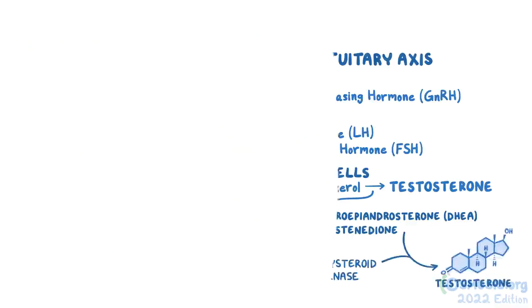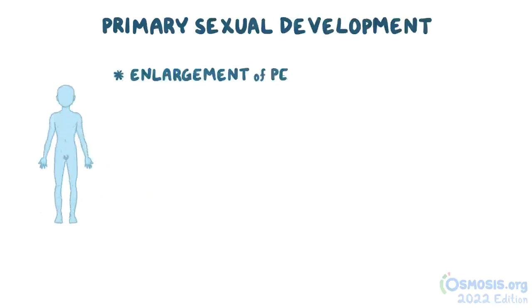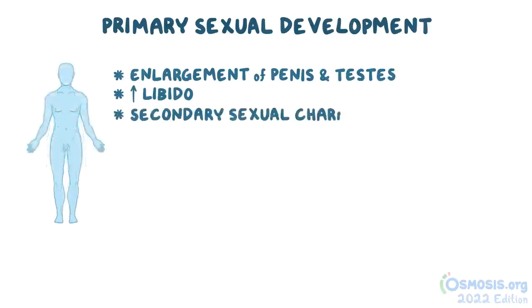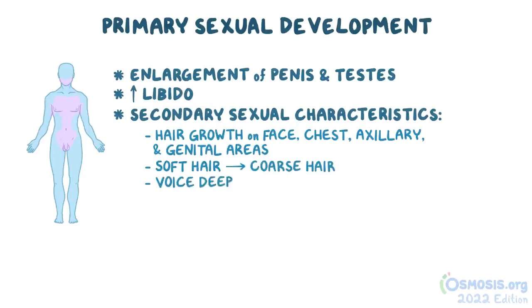Alright, now testosterone is responsible for primary sexual development, which are the changes necessary for reproduction, like enlargement of the penis and testes, as well as increasing libido. Testosterone also helps with secondary sexual characteristics which aren't required for reproduction but are associated with masculinity, like a male pattern of hair growth on the face, chest, axillary, and genital areas. The hair itself changes from thin, soft hair of childhood to thick and coarse hair of adulthood, and the voice eventually deepens.